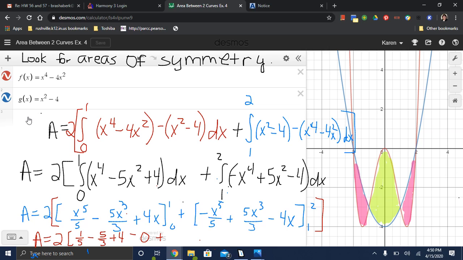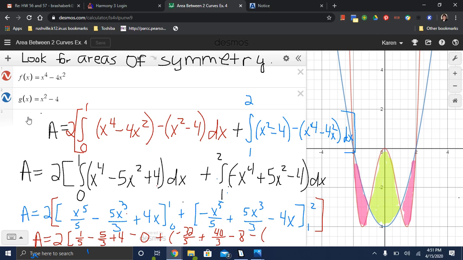Then we'll have to add, now we're going to put 2 in for all of our x's. So we'll have negative 2 to the 5th over 5. So that will be negative 32 fifths, plus we'll have 5 times 2 to the 3rd. So 2 to the 3rd is 8. 8 times 5 is 40. So we'll have 40 over 3 minus, and then we'll have 4 times 2. That's 8. And then we get to subtract from that.